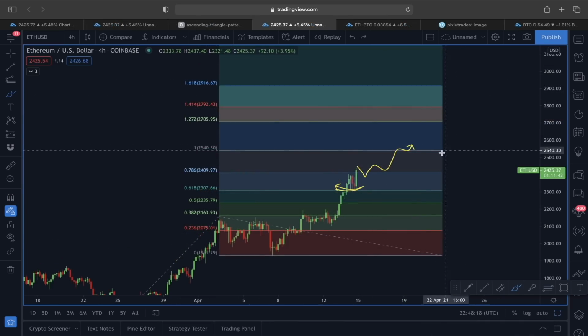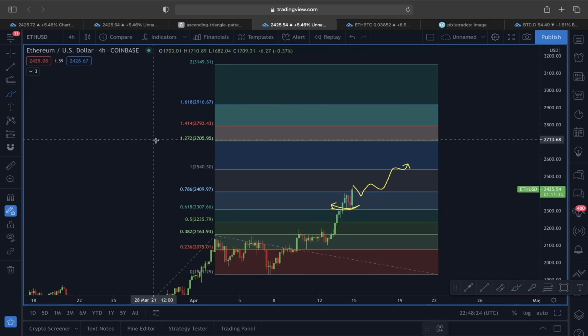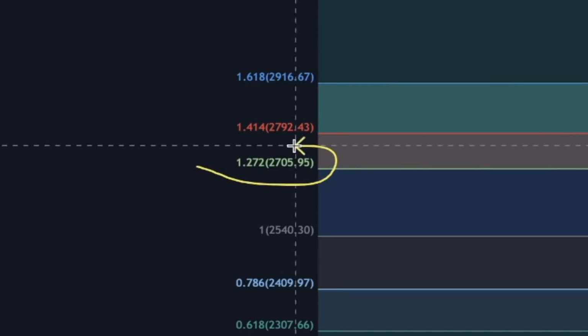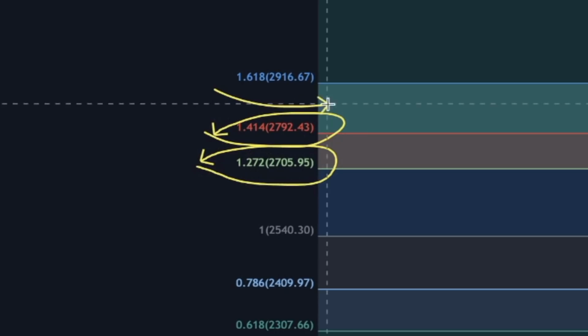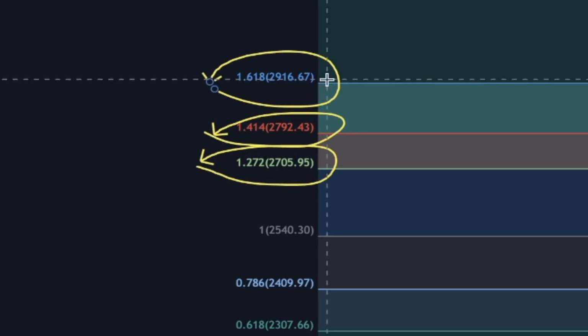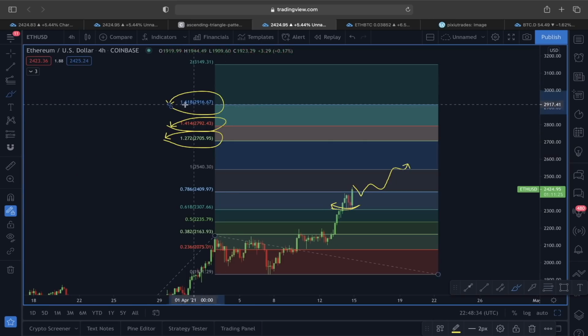And not just that, guys, if the trend here is also going to find support above this 100% Fibonacci extension level, our upward price target is going to be this 1.272 Fibonacci extension level, 1.414, and also this 1.618. I will be personally also looking around this 2900, 2790, or you can also call it 2800 and 2700 as our upward target levels for Ether for the upcoming days.